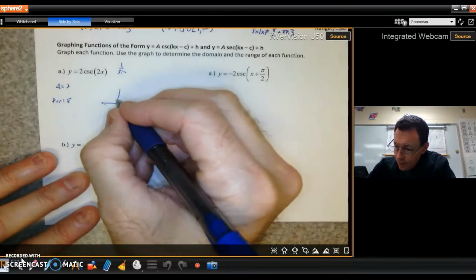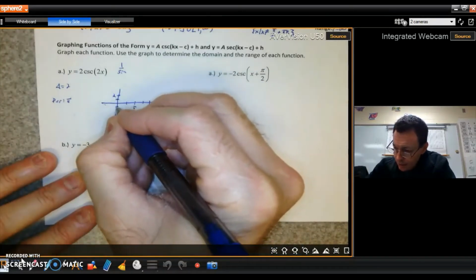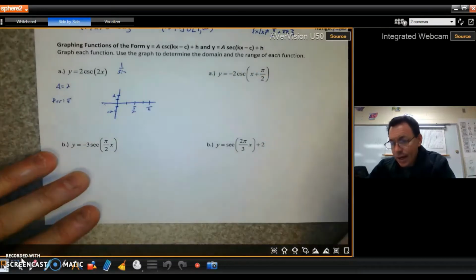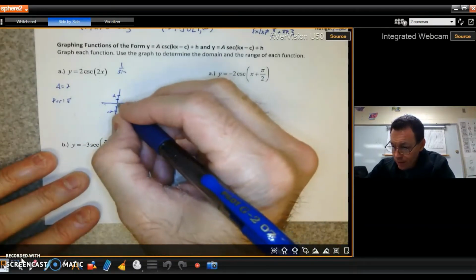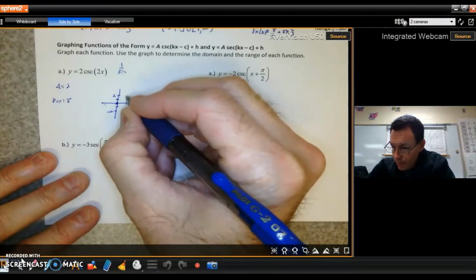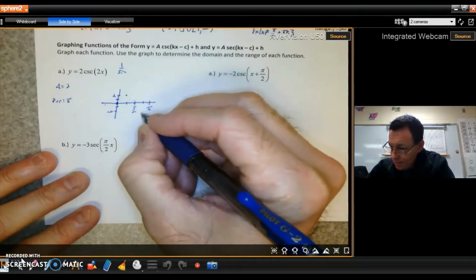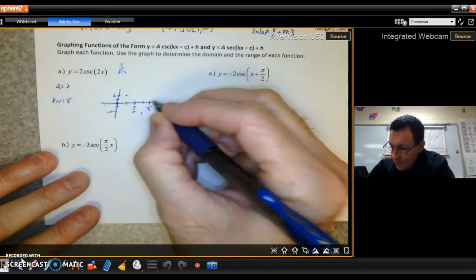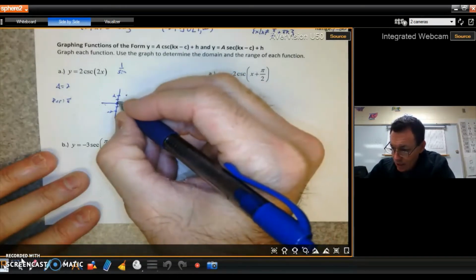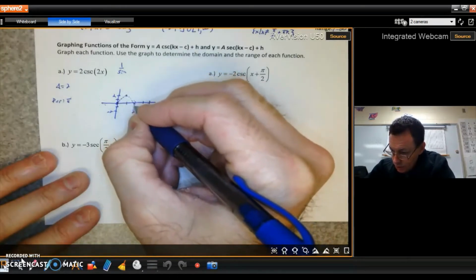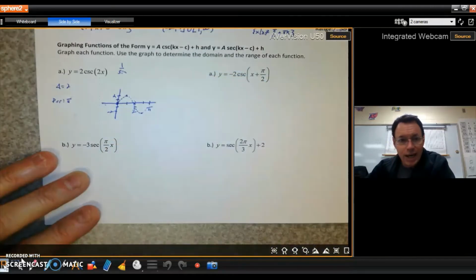We're going to go up 2 and down 2. And then I'm going to draw a normal sine graph. So I'm going to start at the origin. I'm going to go up to my high point, back to the x-axis, back to the low point, and back up to the x-axis. But then I'm just going to make a little dotted graph.